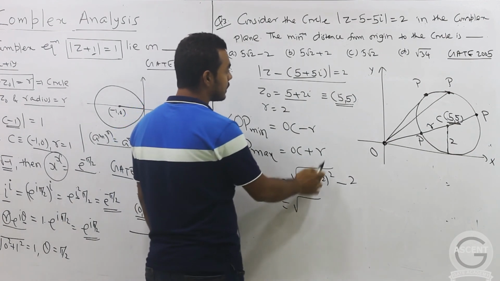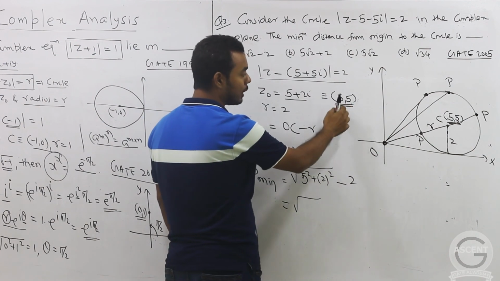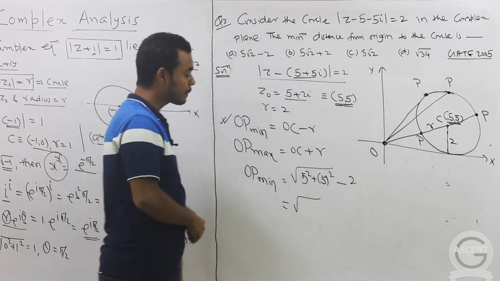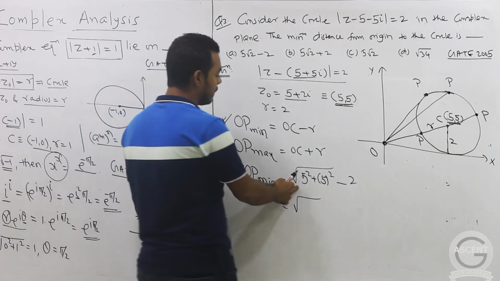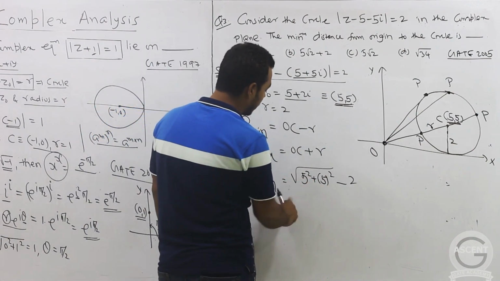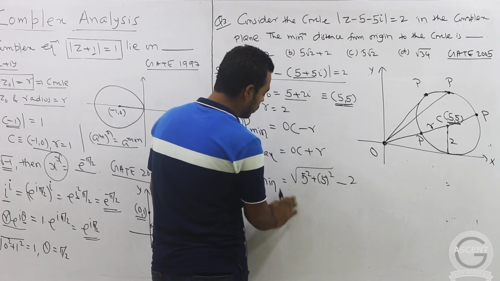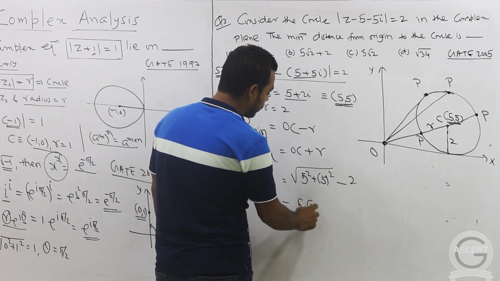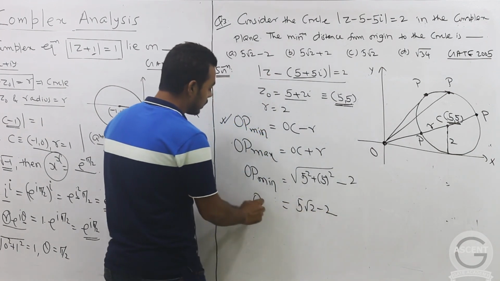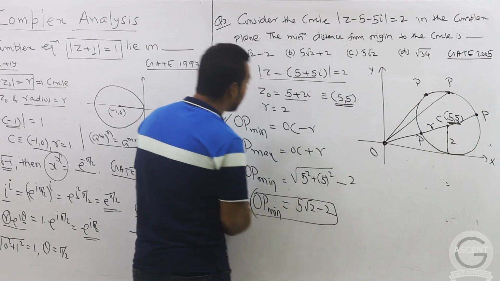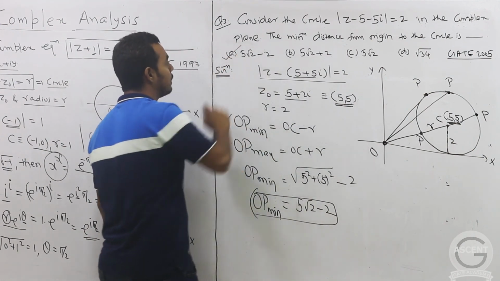So here the coordinate of the center will be 5 comma 5. So here also you will get 5. So now 5 square plus 5 square, if you take 5 common, then you will get 5 into root 2, right? Root over 50, so 5 root 2 minus 2. So this will be the minimum distance from the center, which is our option A. So this will be the correct answer.